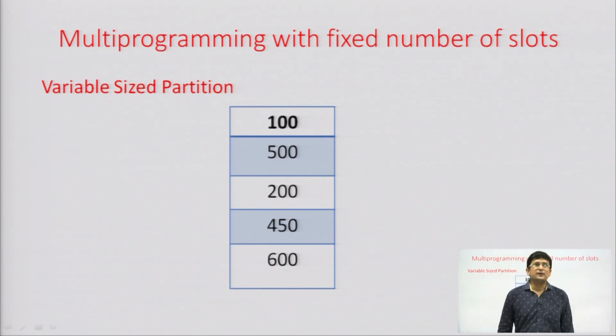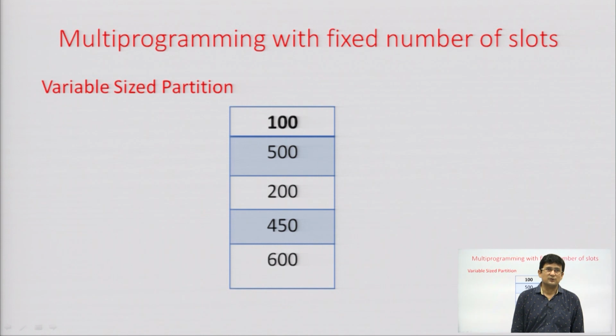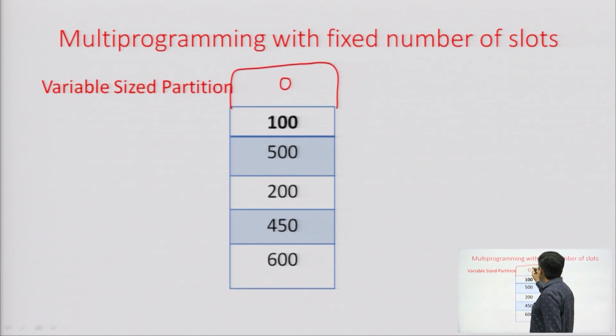Now, another scheme is to use variable size partitions. The meaning of variable size partition is that we create partitions of unequal size. Here you can see there will be an operating system region also. Let us say the operating system region lies here, and we are starting from 0. We are just assuming that this is relative.